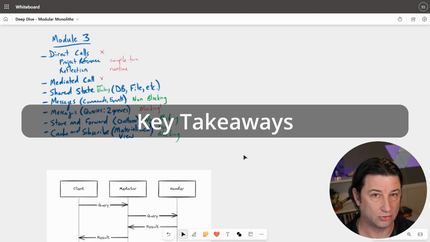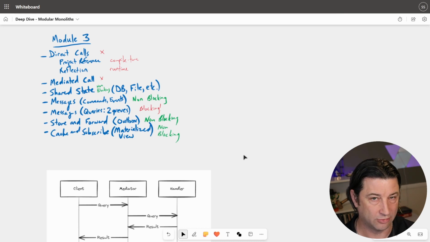Okay, so in this module, it was all about how the different modules in your monolith are going to communicate with one another. We talked about a bunch of different ways that could happen. Some of them are direct, some of them are blocking, some of them are non-blocking, and we covered each one of them in turn and showed how we can use them to coordinate and communicate between the modules.